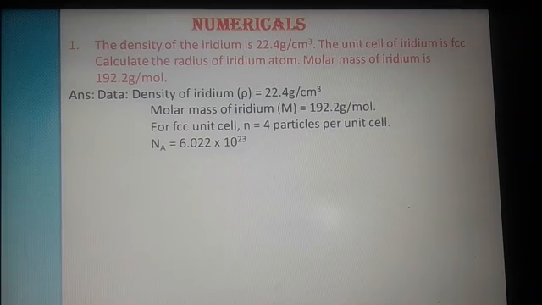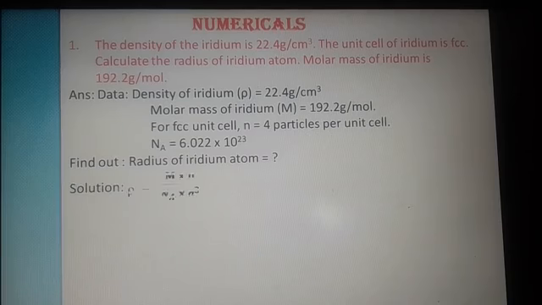Therefore value of N is equal to 4. That we saw in the last video, how to determine the value of this N for a particular cell. Value of Avogadro number, that is a constant, 6.022 into 10 to the power 23. Now we will see what we have to find. Radius of the iridium atom.